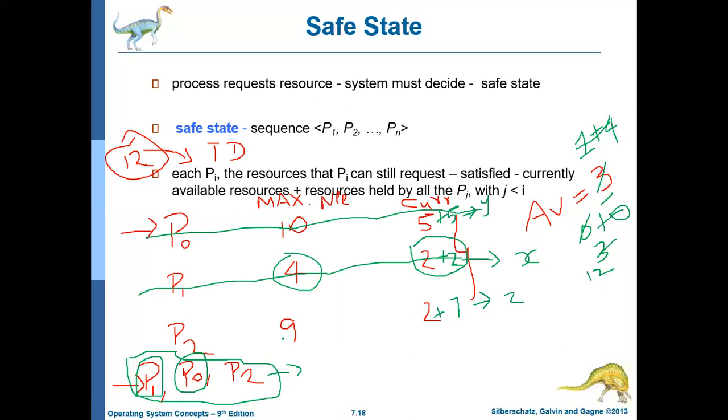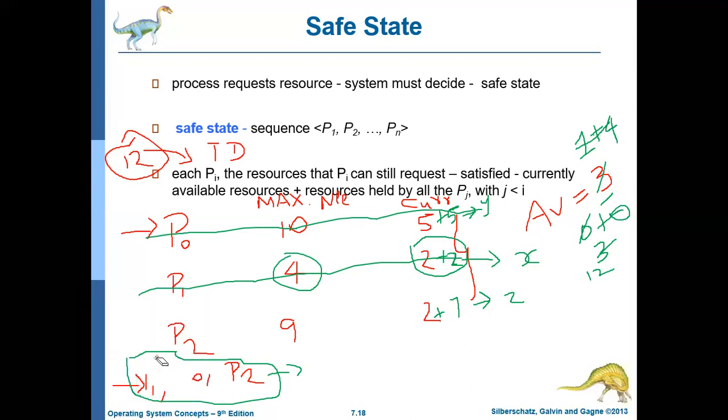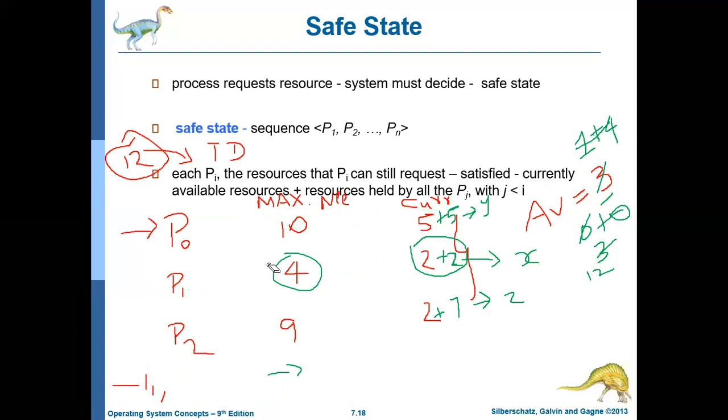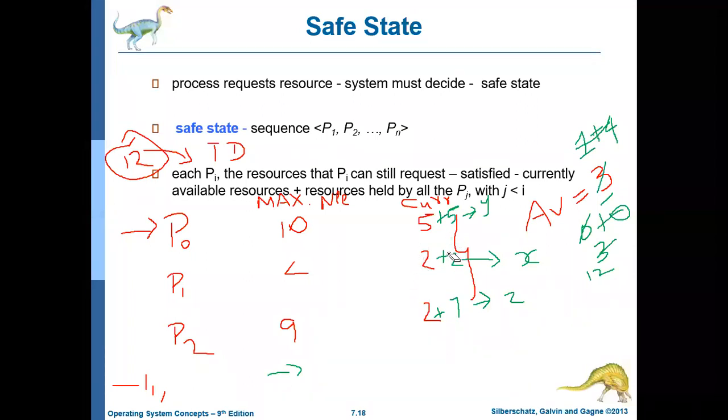But assume that, instead of following this safe sequence, let us assume something else. What is that?